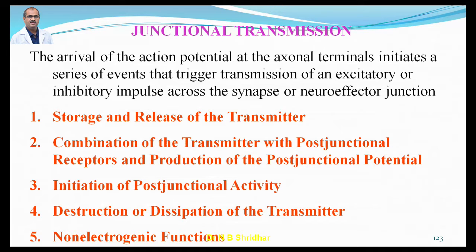Then the junctional transmission. Here the junction means neuroeffector junction. The arrival of the action potential at axonal terminals initiates a series of events that trigger transmission of excitatory or inhibitory impulses across the synapse or neuroeffector junctions. There are 5 steps in the case of junctional transmission.